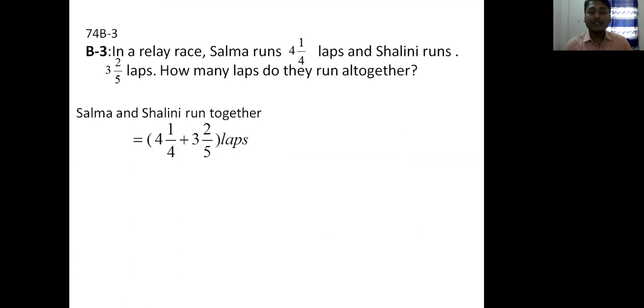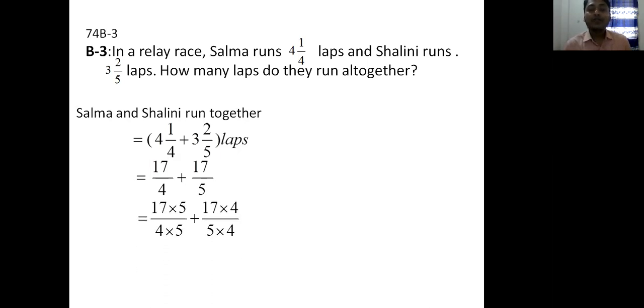I wrote this one down. You can write it on the side. Okay, both are correct. So 4 whole 1 by 4 plus 3 whole 2 by 5 laps. Now change the mixed number. We change here, and 4 and 5 have to be made the same. 5 cannot be made from 4. So that's why 4 and 5, their LCM will be 20. So the first one will be multiplied by 5, the second one will be multiplied by 4.